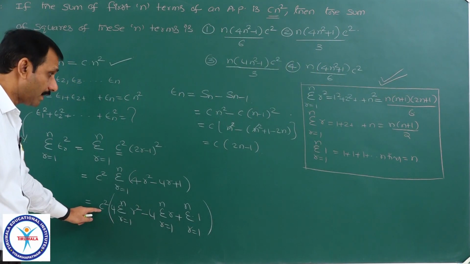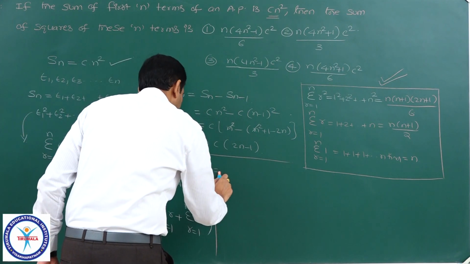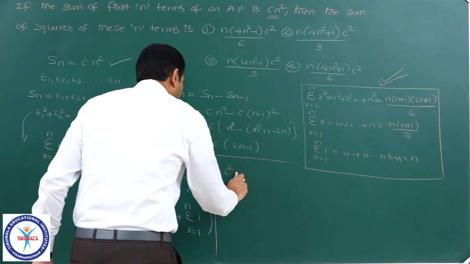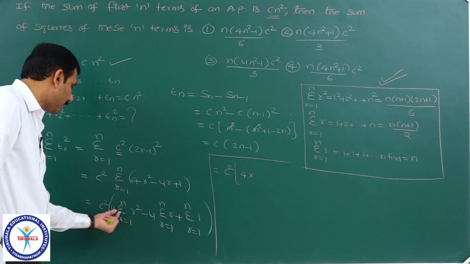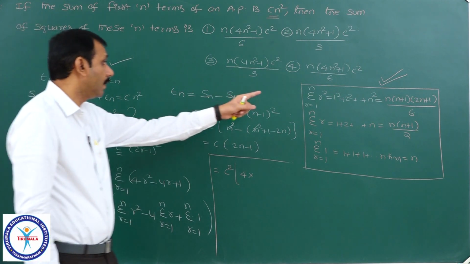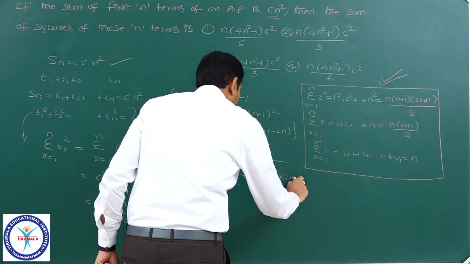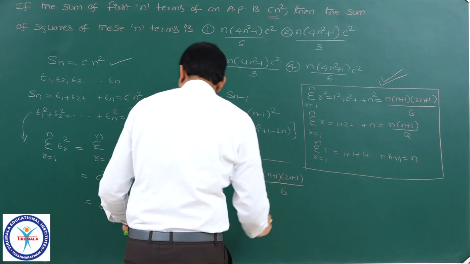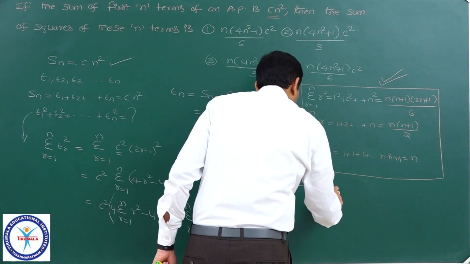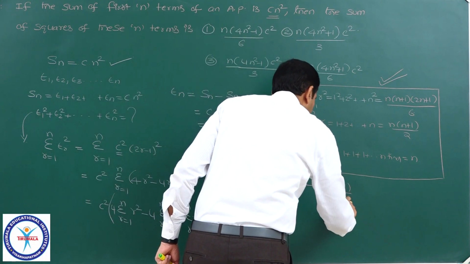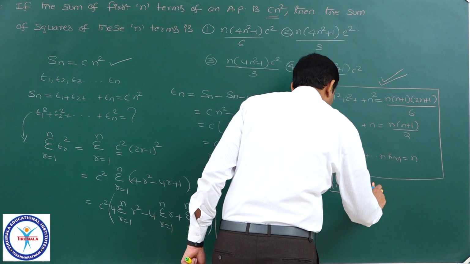And now I will simplify this. See here, I will write here. It is equal to c square. Of course, 4 is there. This c square is the multiple of the complete bracket. I have written outside only 4 times of this first one: n, (n plus 1), (2n plus 1) by 6, minus 4 times sigma r, means this one, n, (n plus 1) by 2, plus sigma r equal to 1 to n 1, which means it is n.